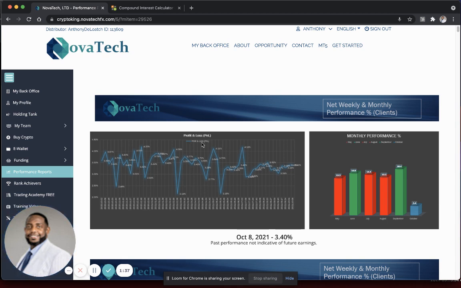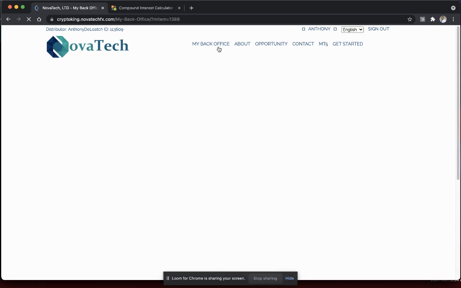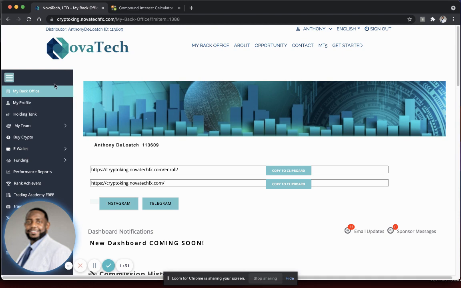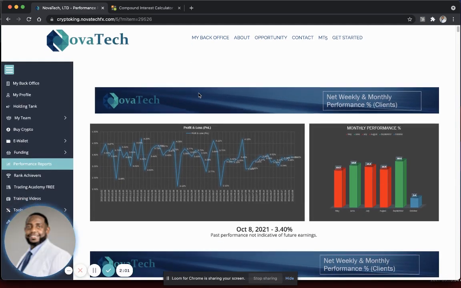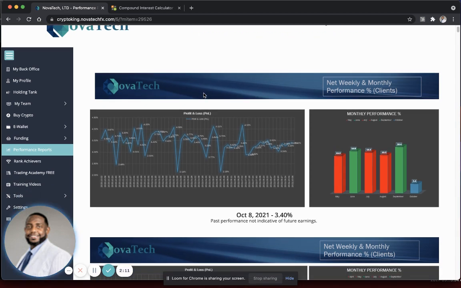These are the past performance reports. If you're involved in NovaTech right now, all you have to do is go to my back office, right? If you log into the back office, it'll come to a screen such as the one that's about to pop up now. Once it gets to the screen, you can go over to the right-hand side and click on performance reports. You just click on this right here. Once you click on performance reports, it's going to show you the previous week's performance, right? So just like you see on the screen now, October the 8th, the report shows 3.40%. That's 3.40% returns for that week.